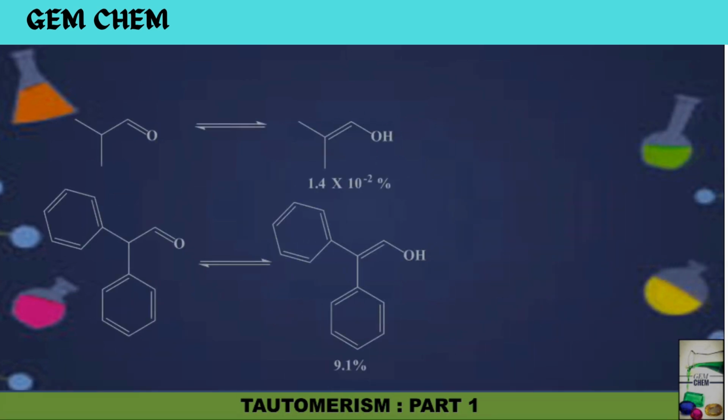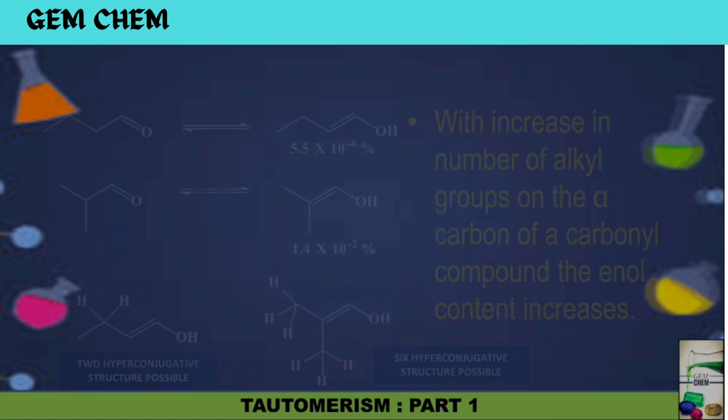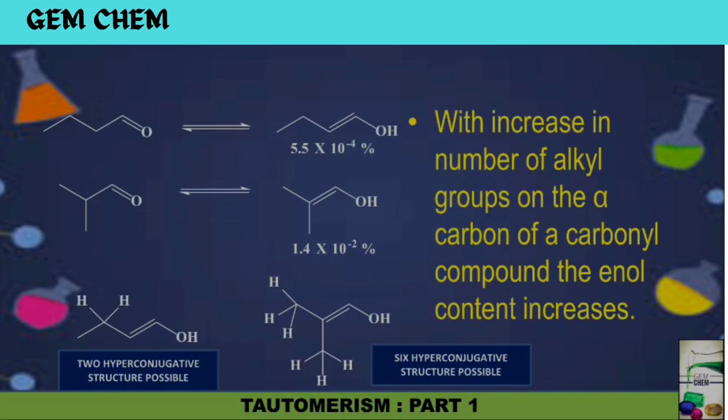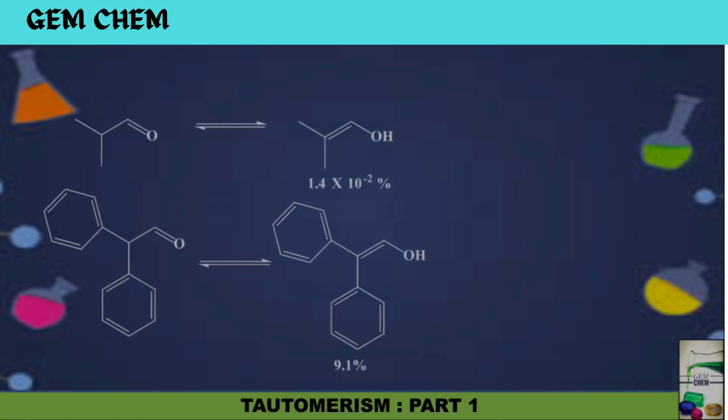Now if we look into another example, an aldehyde is provided in both cases, but the alpha carbon has a phenyl group in place of alkyl groups, and the enol content has increased significantly compared to the previous cases. The one which was 1.4 × 10^-2 % is now 9.1. So from here we can easily understand that there is something involved with this phenyl group.